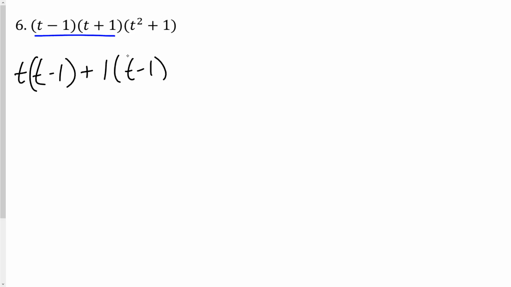And finally, number 6. If I'm multiplying 3 polynomials together at once, let's do it 2 at a time. So t minus 1 times t plus 1. That's t minus 1 times t, and then 1 times t minus 1. We distribute that t minus 1 in. So that product is t squared minus t plus t minus 1. That's t squared minus 1.